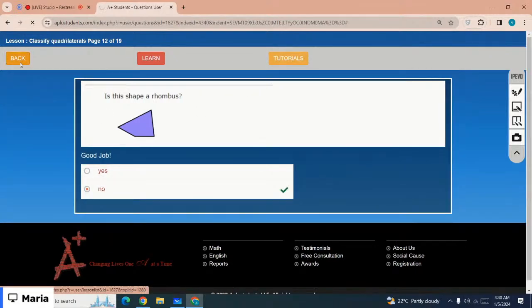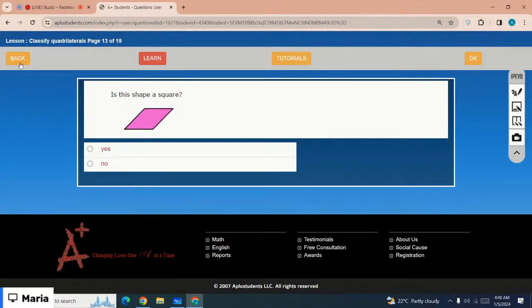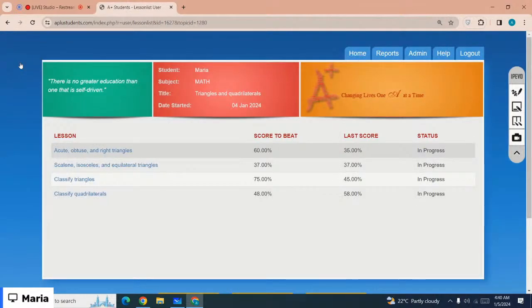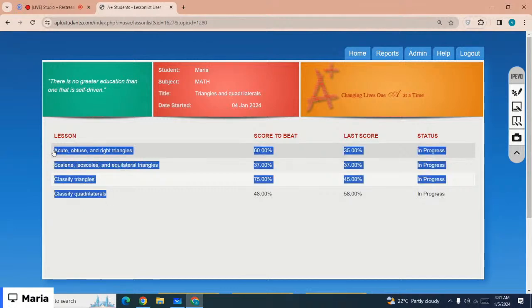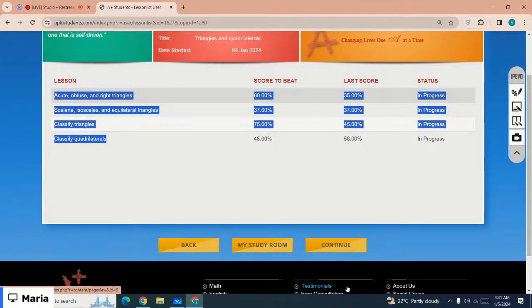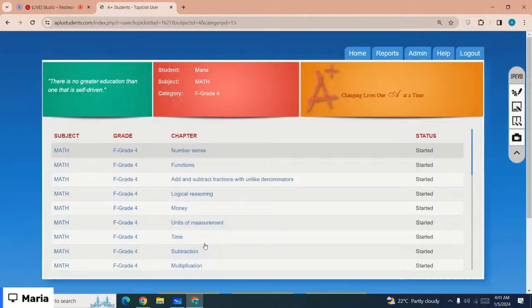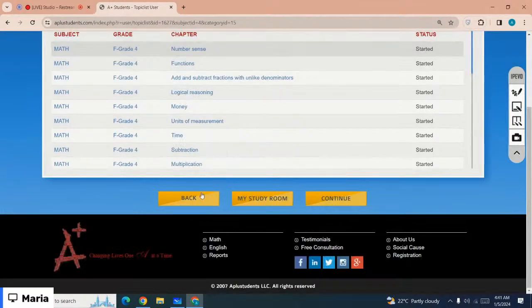So, we were working on grade 4 math. The chapter we were working on is triangles and quadrilaterals, and the lessons we have covered today are acute, obtuse, and right triangles, scalene, isosceles and equilateral triangles, and classify triangles. The one we just finished is classify quadrilaterals, right? So please make sure before the next session you complete all the practice questions for the lessons we did today. That is your homework until the next session, right?